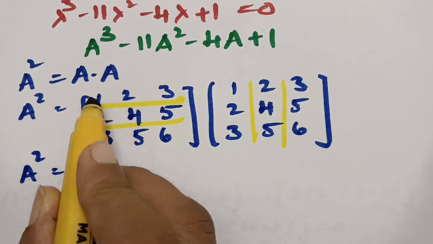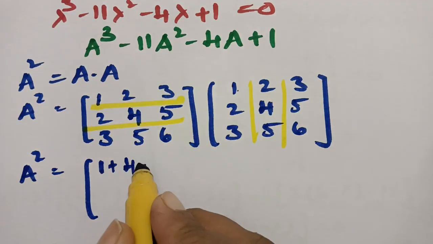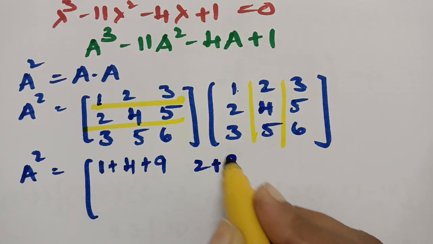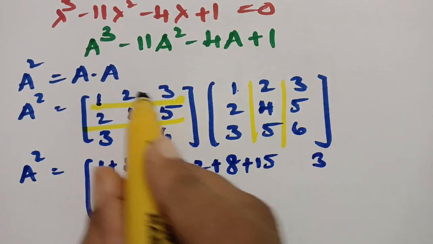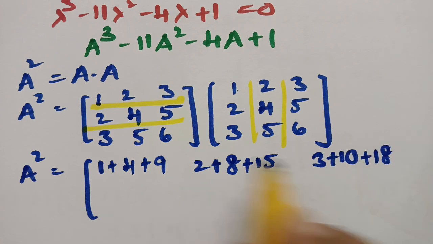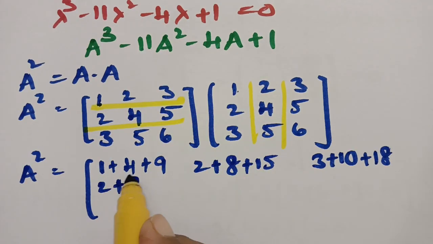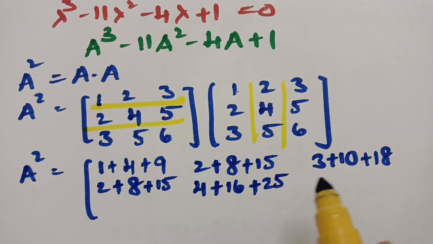A square is equal to, so this is 1 into 1 is 1. 2 2s are 4 and 3 3s are 9. The next one is 1 into 2 is 2, 2 4s are 8 and 3 5s are 15. Then 3 1s are 3, 2 5s are 10 and 3 6s are 18. Clear? Next one is 2 1s are 2, 2 4s are 8 and 5 3s are 15. Clear? So 2 2s are 4, 4 into 4 is 16 and 5 5s are 25.